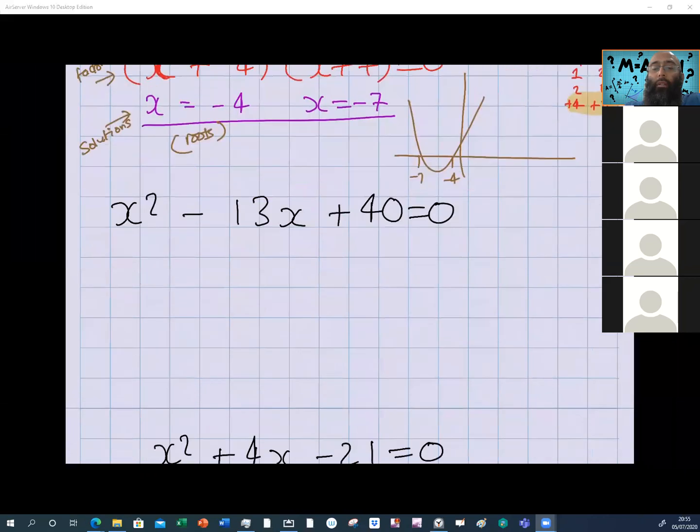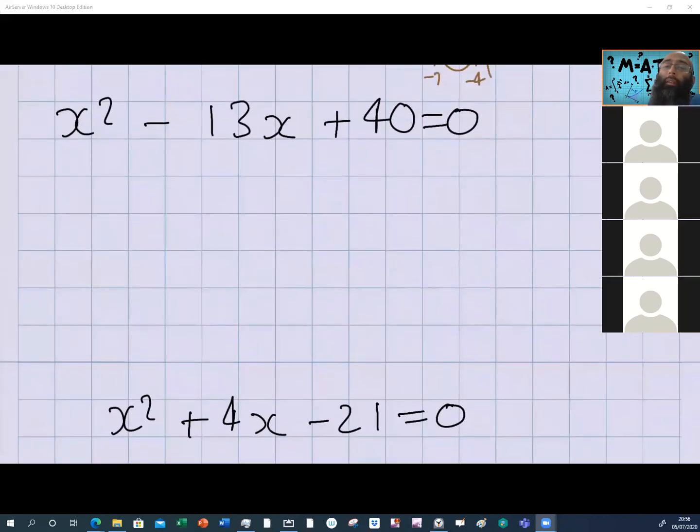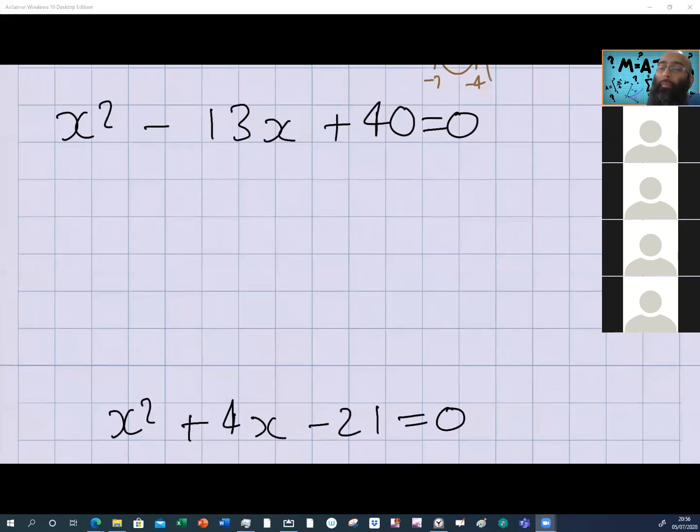Okay, next question. Okay, Asadullah, keep on going. Give me the statement. Give me the statement. Times to give you the last number and plus to give you the middle number.